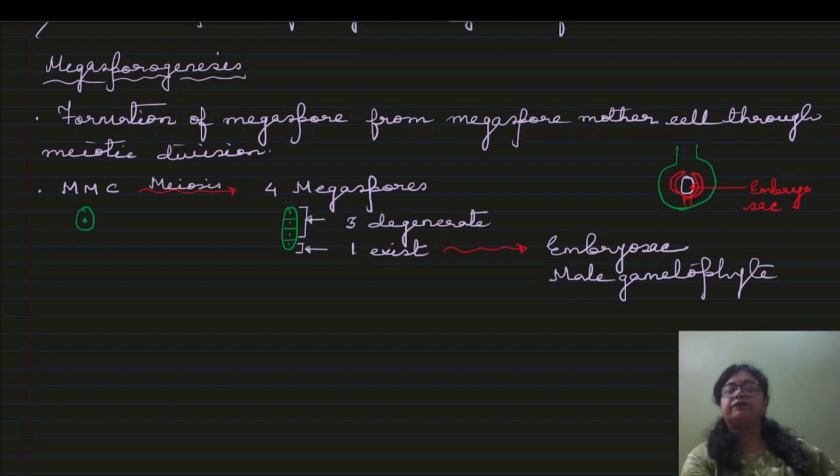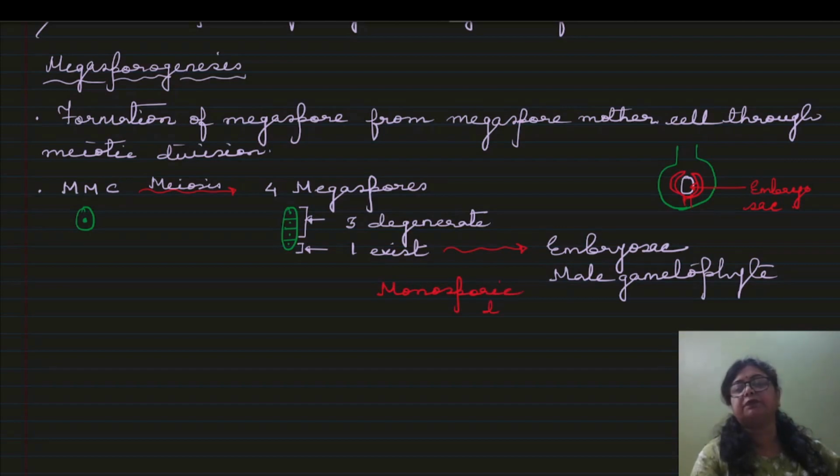It is forming from how many megaspores? 1 megaspore. 3 are degenerating. So this type of development of the embryo sac from 1 megaspore is called, very important, monosporic development. If you are asked what is monosporic development, you can say this. Now it is very clear.